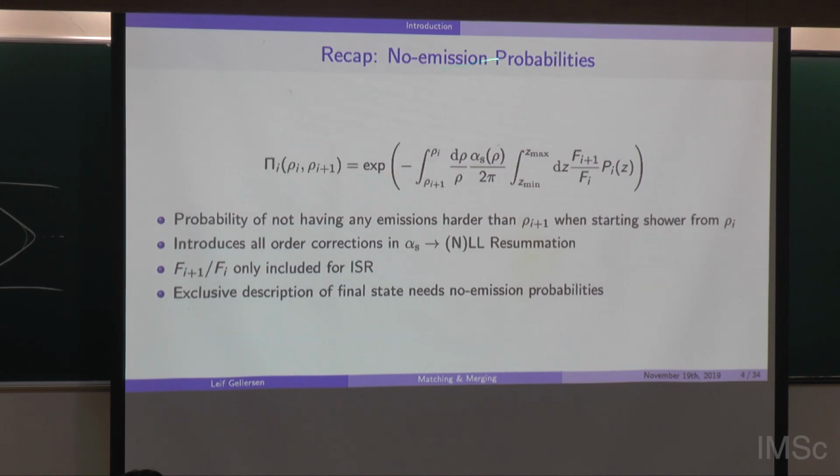So the probability of not having resolved emissions was given by this exponential of minus the integrated emission probability. And as I said, if you expand this in orders of alpha s, that gives you corrections to all orders, but it only includes the correct terms for the double log, or if you have alpha s running included, the leading log. So it corresponds to resummation in that sense. This ratio of PDFs, as I said, is only included for initial state radiation. And these no emission probabilities allow us to actually get exclusive predictions. So the prediction for having a jet, but no other hard jet in an event. This is what I call exclusive here.